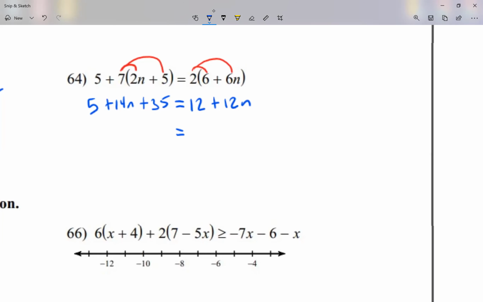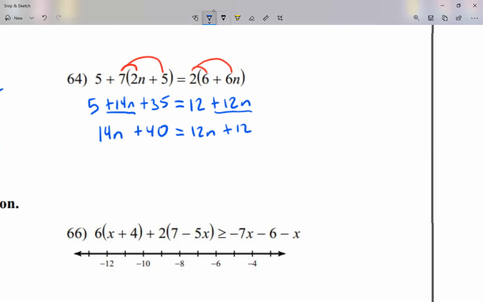Okay. Combine what you can. On the left side, letter-wise, I just have 14n. Number-wise, 5 plus 35, that's going to give me 40. On the right side, letter-wise, I just have 12n. And then plus 12. Nothing could be combined. Notice I did rearrange my letters. I like to write the letter first and then the number that doesn't have a letter.